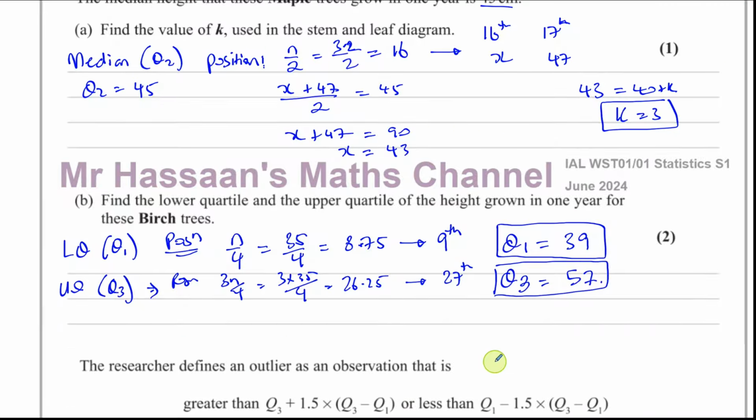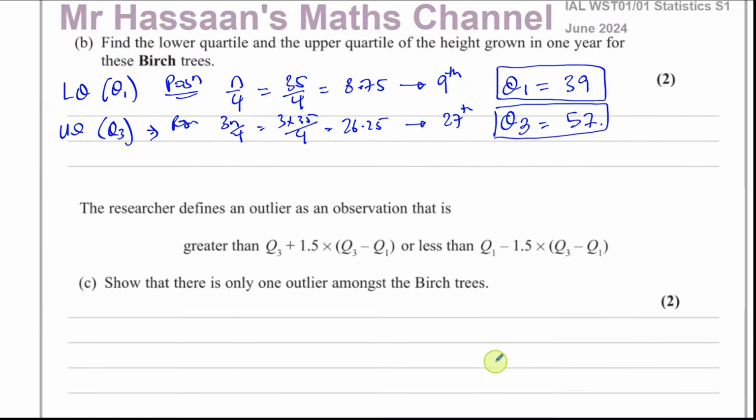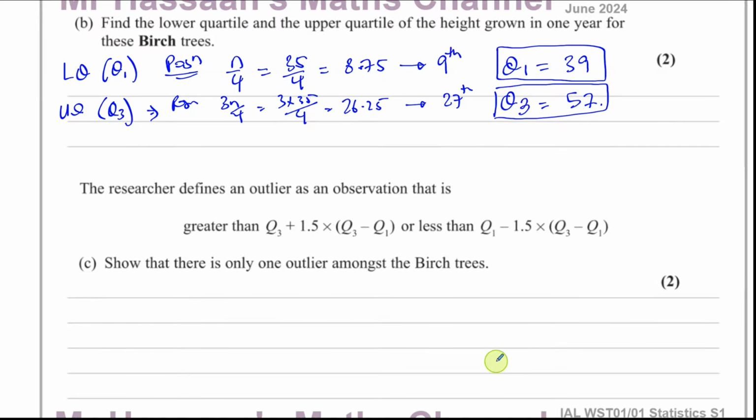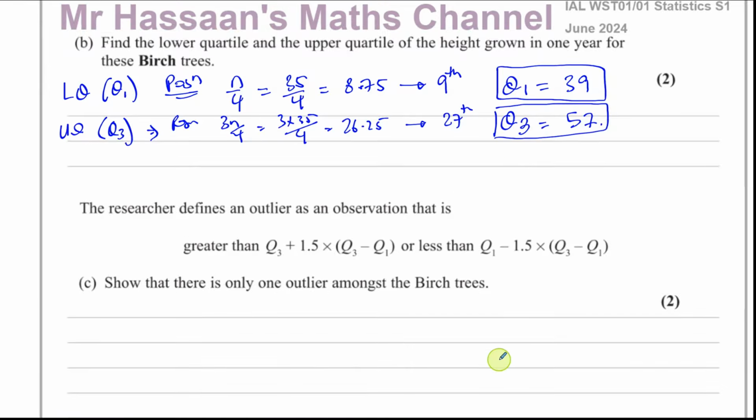That's part B done. And then it says for part C, the researcher defines an outlier as an observation that is greater than Q3 plus 1.5 times the interquartile range, which is Q3 minus Q1, or less than Q1 minus 1.5 times the interquartile range. Show that there's only one outlier amongst the birch trees. So we have to think about the birch trees, and we have the information that we need here.